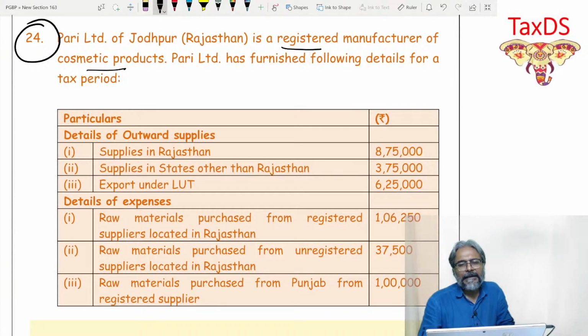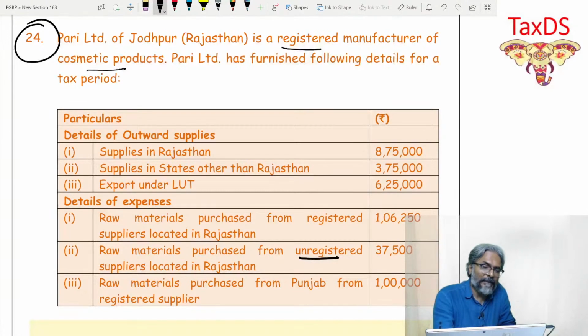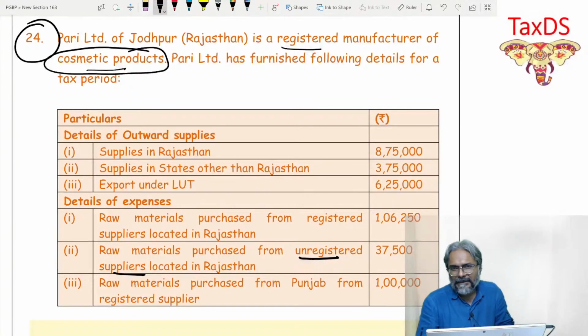So you will be getting the IGST, CGST, and SGST credit. Raw material purchased from an unregistered supplier located in Rajasthan. Now you tell me in this context, he's a manufacturer of cosmetic products. Whether the reverse charge mechanism will be applicable? And the answer is no. I already told you which goods are covered for RCM purposes. So there is no such case of a reverse charge liability that will arise here.